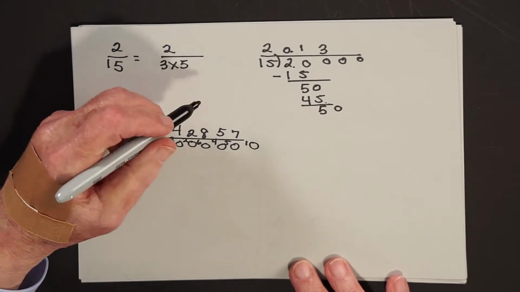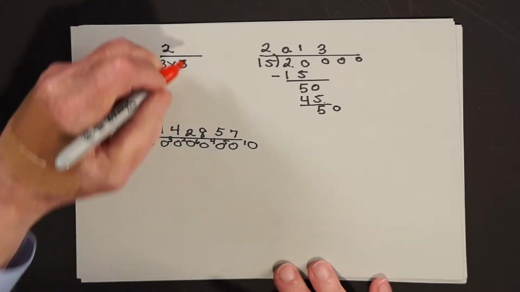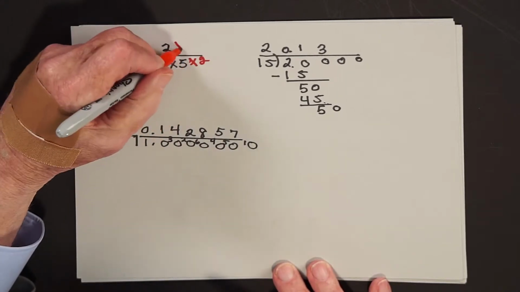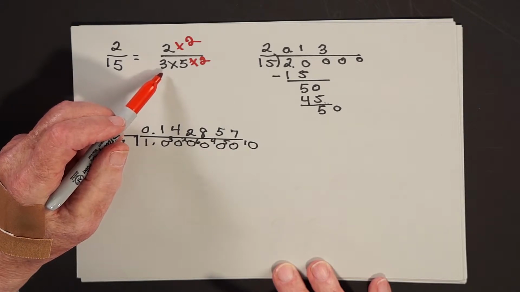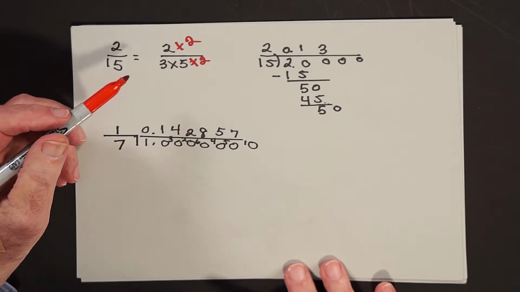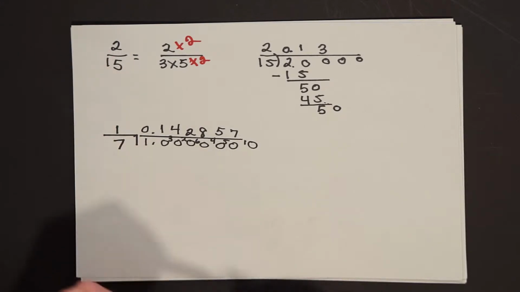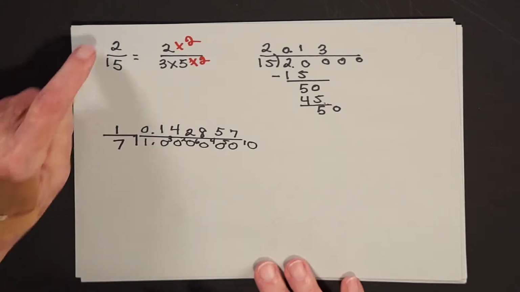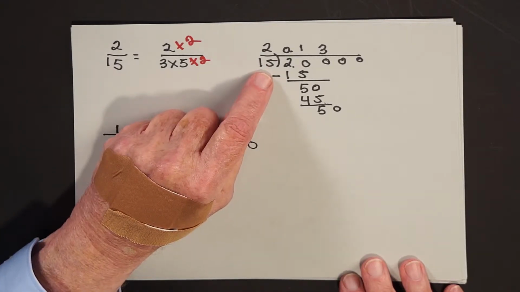The 5 is okay, because what I can do with the 5 is multiply it by 2, and that would turn this into a 10, but there's no whole number I can multiply 3 by to make it into a power of 10. So in other words, this tells me before I even start that when I try to express 2/15 as a decimal, it's never going to come to an end. And let's see if that's true.